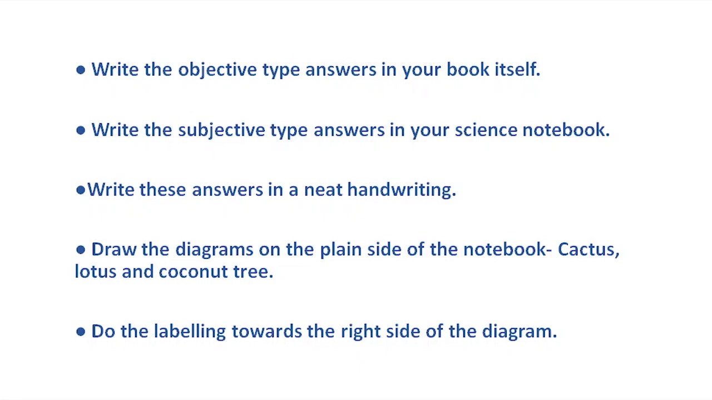Wherever the cactus name has been mentioned, or the lotus name, or the coconut tree, accordingly you have to draw the diagram of cactus, lotus and coconut tree with a pencil. Then you have to label it towards the right hand side of the diagram. You should not label it towards the left side or downward. It should always be towards the right side of the diagram.